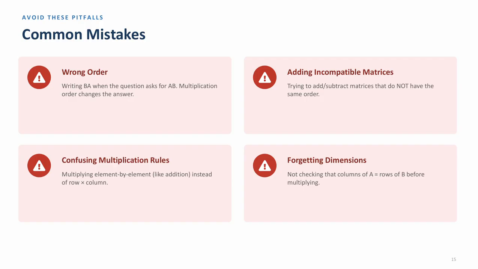So these are certain common mistakes. First is wrong order, so writing BA when the question asks for AB. You have to check if the question is asking for BA, that means to multiply the matrix B by A, or A by B. Second is ignoring incompatible matrices. Don't try to add or subtract matrices which do not have the same order, that means the number of rows and columns are not equal in both of the matrices. Third, multiplying element by element like addition instead of row and column. Just don't multiply elements like you do addition or subtraction. Fourth, not checking that columns of A is equal to rows of B before multiplying. So please also check the compatibility of both the matrices.